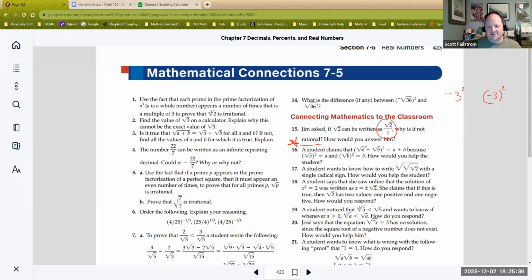A student claims that the square root of a plus the square root of b, quantity squared, is equal to a plus b because we know these two things. And notice this is not that unlike a student who says x plus y quantity squared is x squared plus y squared. Are they correct? This one also ties back into a question from the classroom in a previous unit.